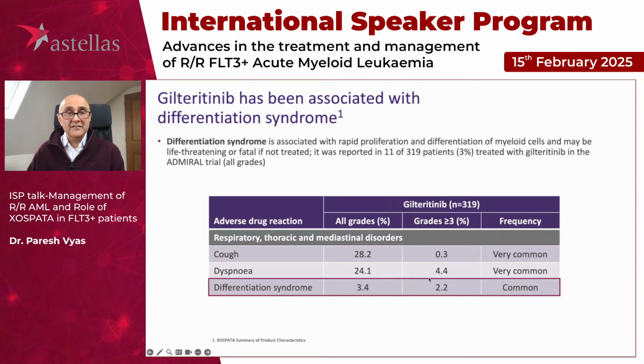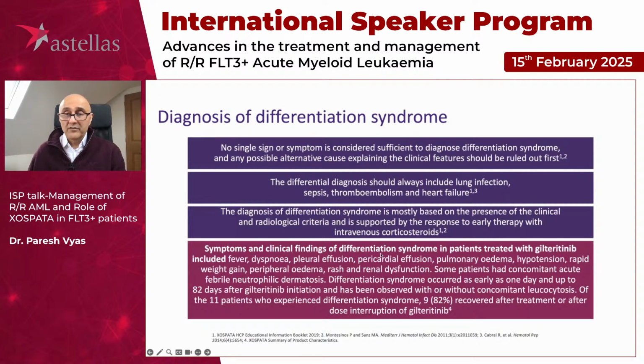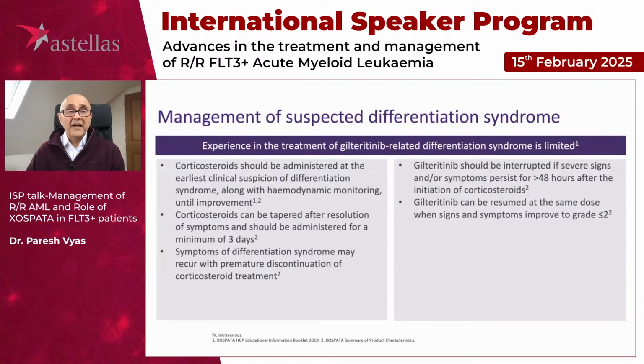And it's classic differentiation syndrome with fluid retention, dyspnea, pleural effusion, pericardial effusion, pulmonary edema, weight gain. They may have renal dysfunction. Please use first line, stop the treatment. Second, give corticosteroids and whatever supportive care you need to give. And the management is pretty straightforward. You do exactly the same thing as in APL.